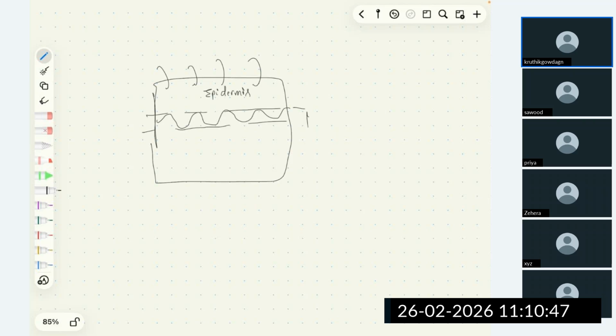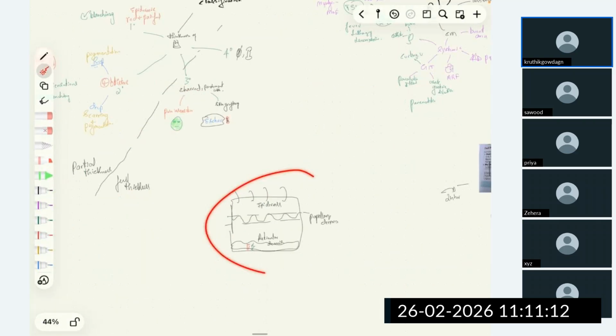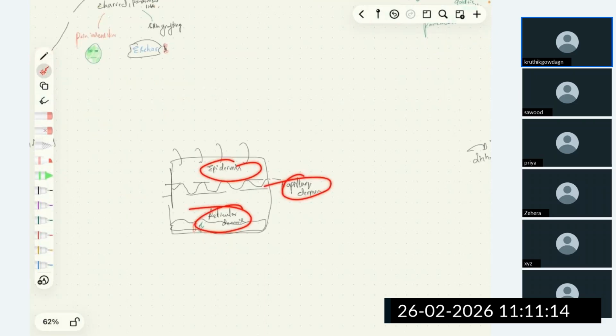the papillary dermis, and the reticular dermis. Please note, the blood vessels and neuronal structures are richly present deep inside the reticular dermis. This point is very important. It will be handy when we are discussing classification. This is the anatomy of skin: epidermis, papillary dermis, reticular dermis, and the blood vessels and neuronal structures.